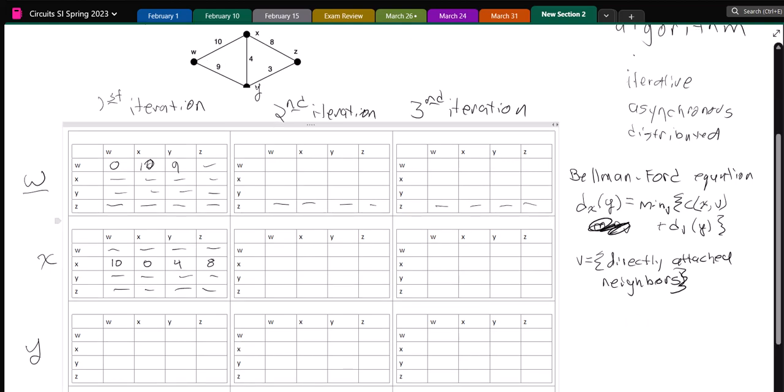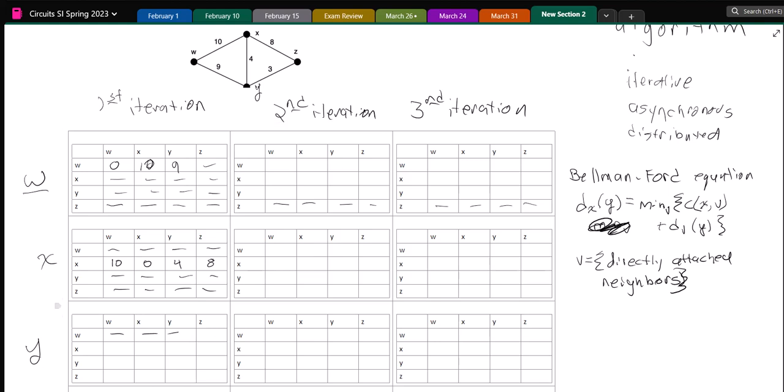Alright, now we'll look at Y. Like X, Y is attached to everybody, so Y will eventually have a distance vector for every node. But right now it hasn't heard from anybody yet. And its cost to W is 9. Its cost to X is 4. Its cost to itself is 0. And its cost to Z is 3. Oh, and hold on.